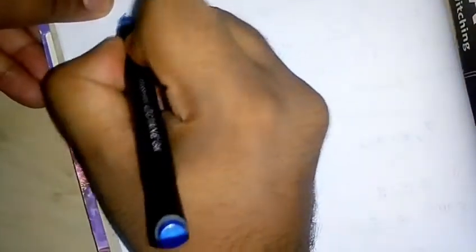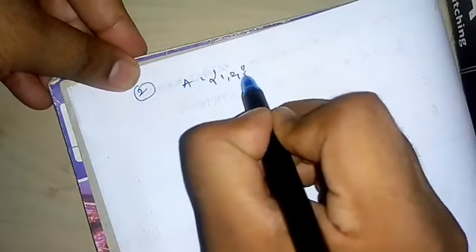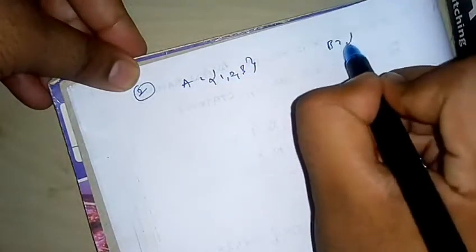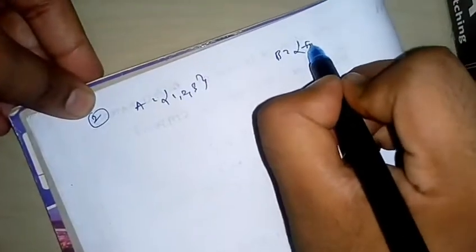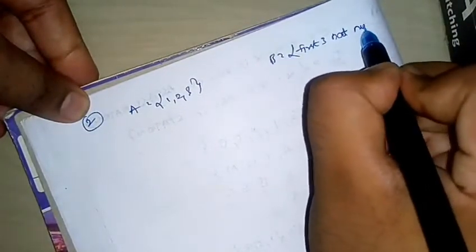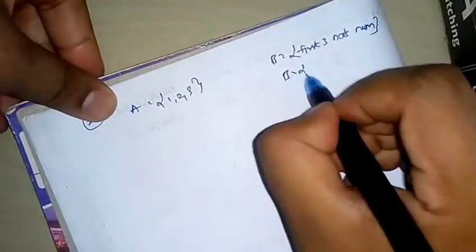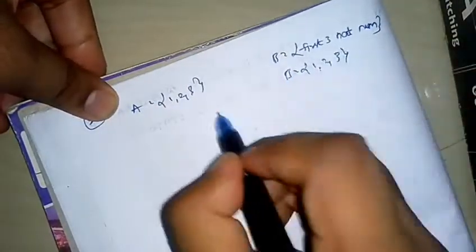Next is second question. Consider the following sets and fill in the blanks with equal to or not equal to. To make the statement, A is equal to {1, 2, 3}, B is equal to the first three natural numbers. The first three natural numbers are 1, 2, 3. So B is equal to {1, 2, 3}. So these two are equal sets.